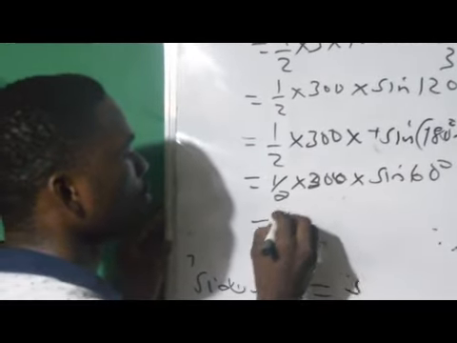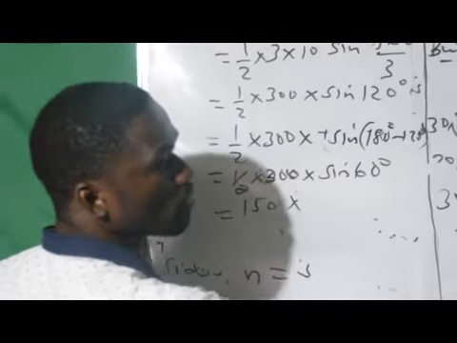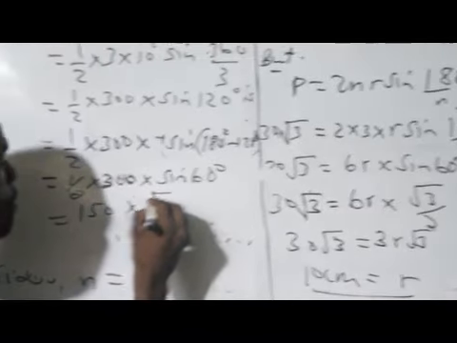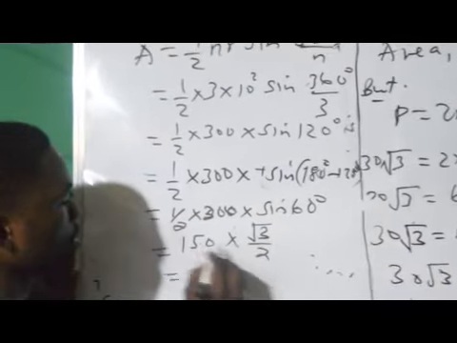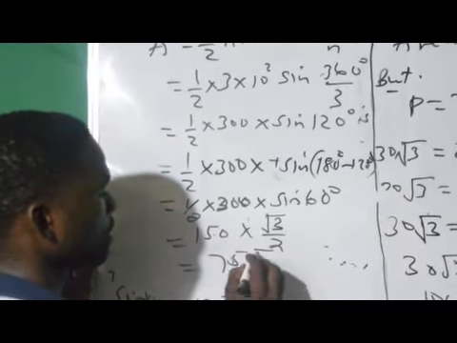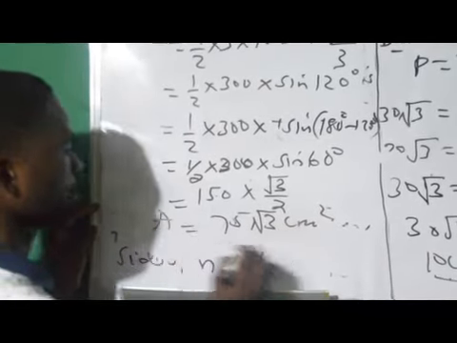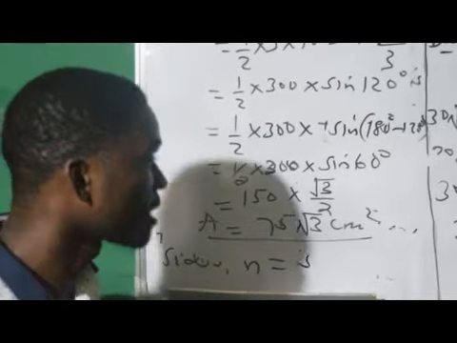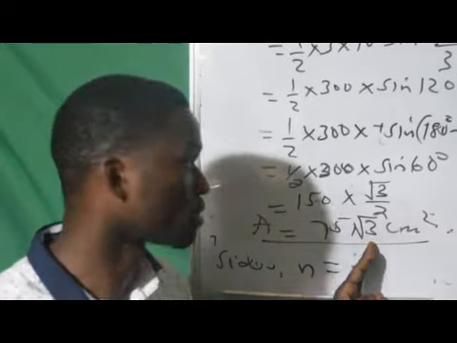If you simplify it, it will be 150 times, again this one is the same value as before, the square root of 3 over 2. If you divide 2 into 150, by simplifying, you get 75 times the square root of 3 centimeters squared, and this is your area. Now, this is the area given in surd form. When I say surd form, I mean that the value is written in terms of radicals.